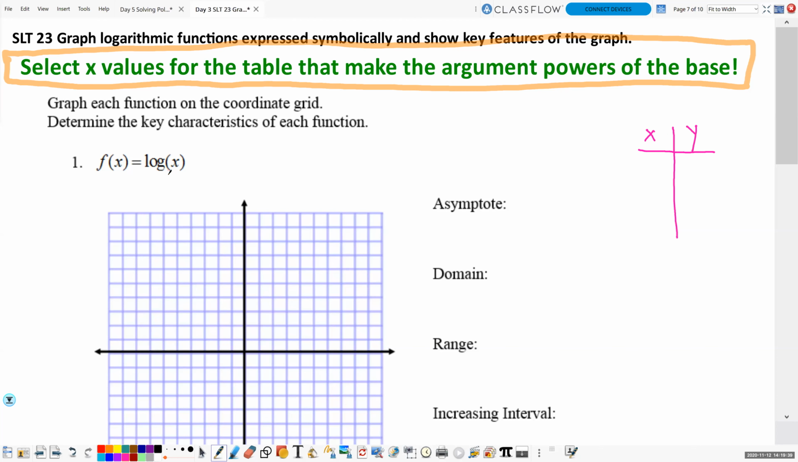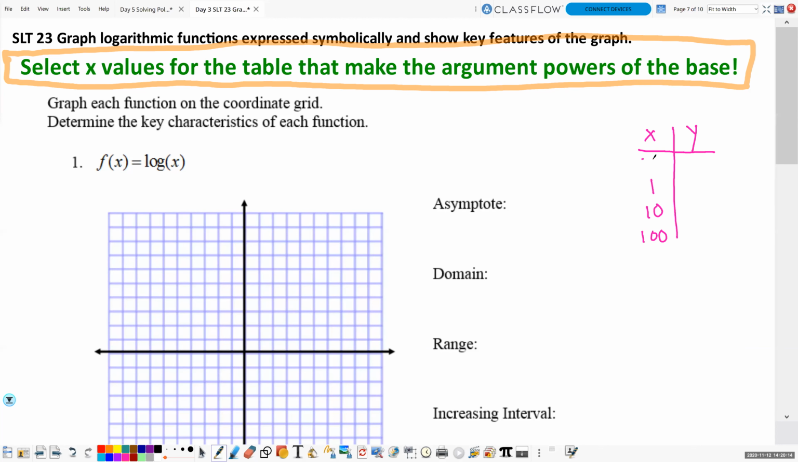Hey, Kevin, what's the base for number 1? The base is 10. What are powers of 10? What's 10 to the first? 10. What's 10 squared? 100. That's kind of big. I don't know if I'm going to graph that. What's 10 to the 0 power? 1. What's 10 to the negative 1?